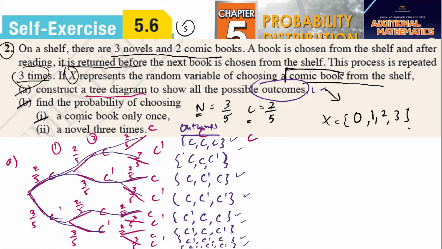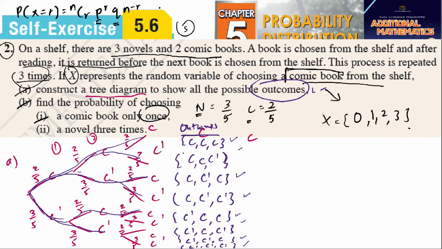B1. Find a comic book only once. So the easier way would be to use the formula. So this one, probability of choosing P^R is equal to nCr P^R Q^(n-R). Now we are talking about comic book, right? So P is supposed to be choosing a comic book and Q is supposed to be not choosing the comic book.